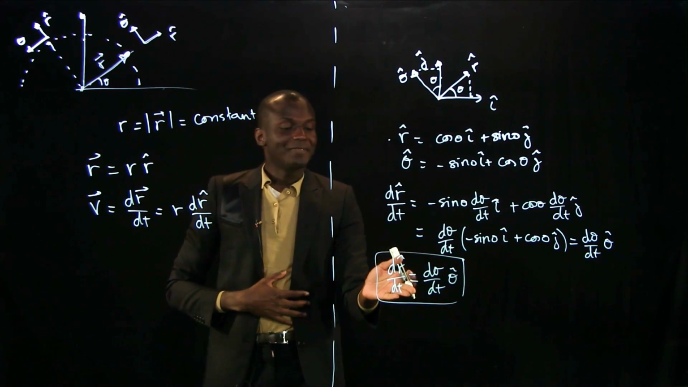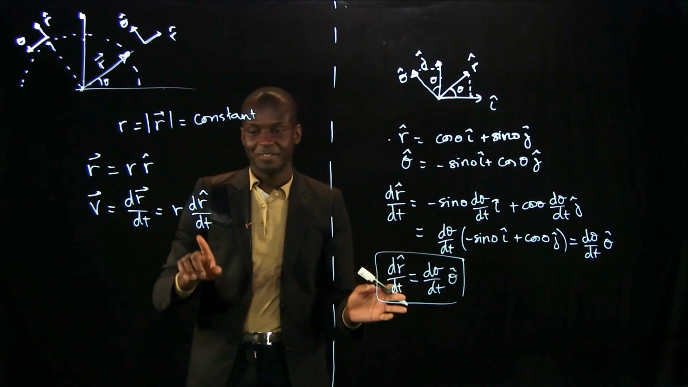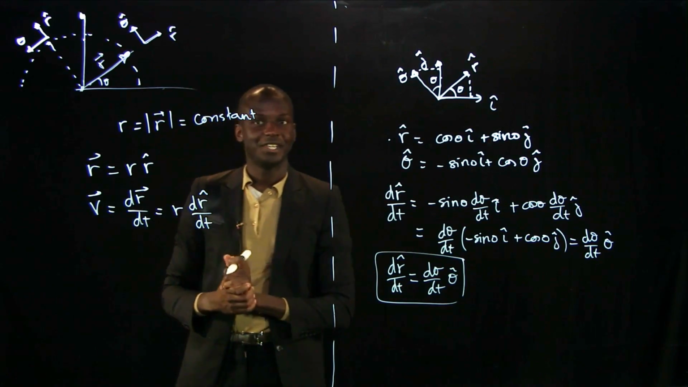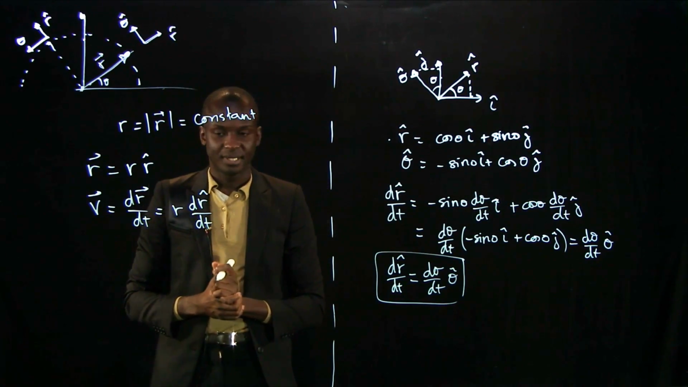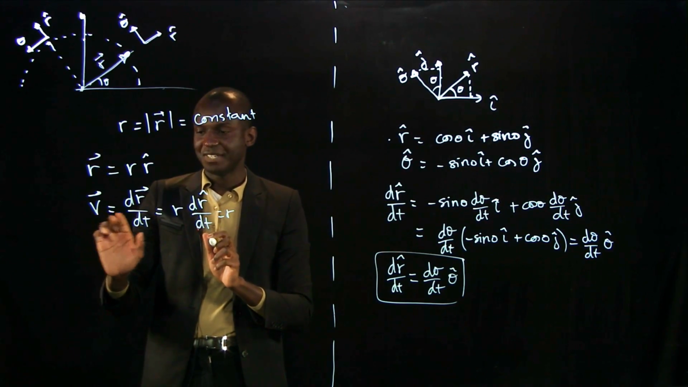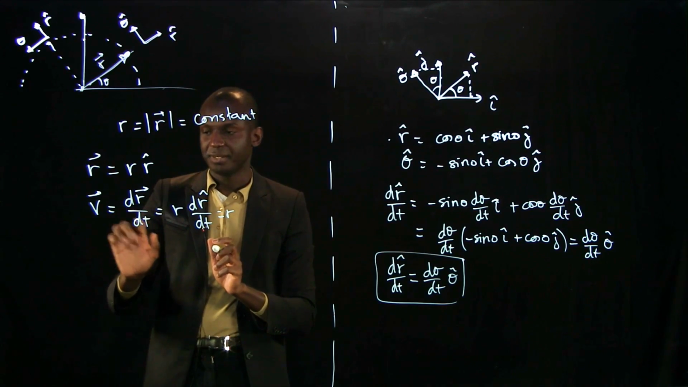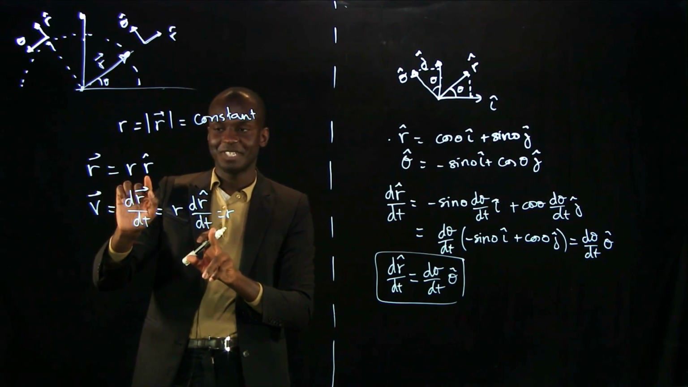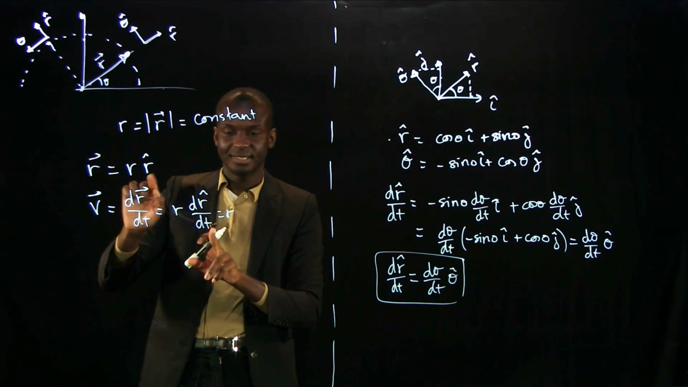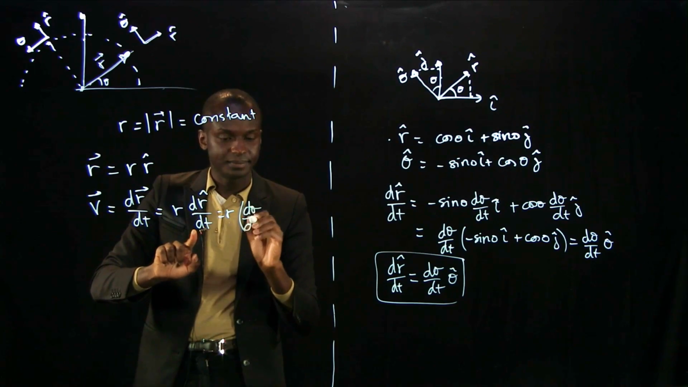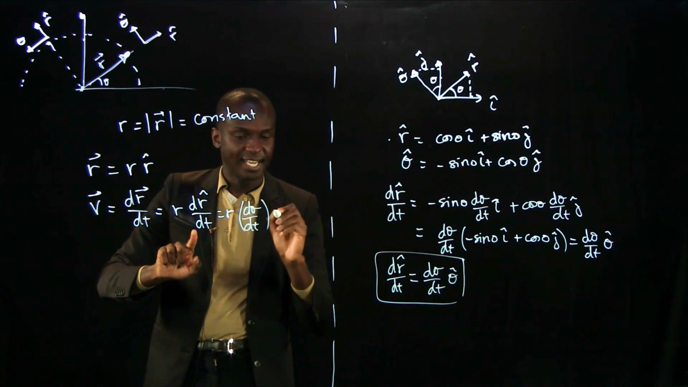Now that we've derived an expression for the time derivative dr hat dt, we are ready to continue our derivation for the velocity. Then the time derivative of the position vector, which gives us the velocity, is r, which is a constant, times the time derivative of r hat, and the time derivative of r hat gives us d theta dt in the theta hat direction.